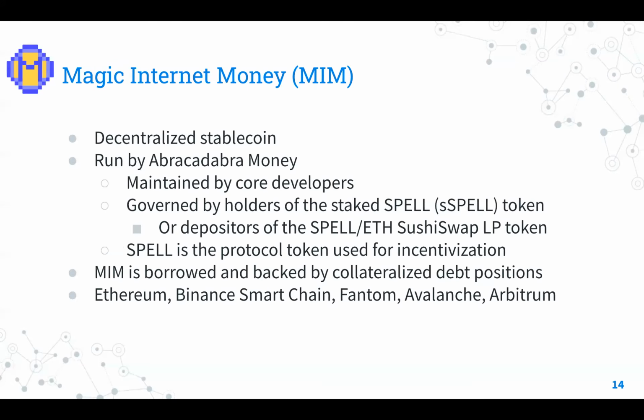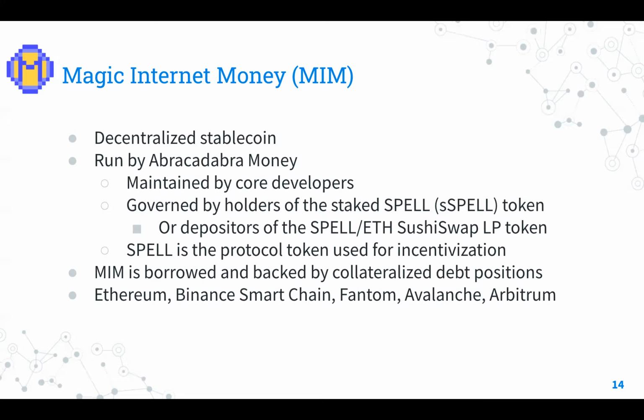Another cool project is Magic Internet Money. It's the same premise as Maker, but a little bit different. It's run by Abracadabra Money, the name of the overarching project. Right now it's maintained by core developers, but governed by holders of the SPELL token. SPELL is the protocol token used for incentivization, to get people to use the project. And Magic Internet Money is borrowed and backed by collateralized debt positions, just like DAI.